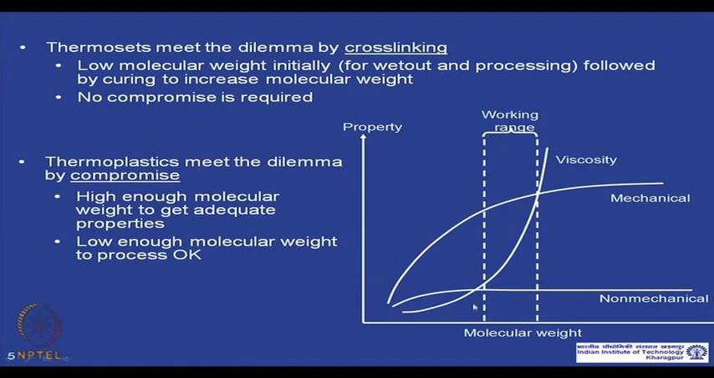You have to choose a molecular weight somewhere in between, so that your mechanical properties are just above a critical value of your requirement, and your processability is also handleable, meaning you can do processing. So, high enough molecular weight to get adequate properties and low enough molecular weight so that it can be processed. So, you have to compromise between these two.